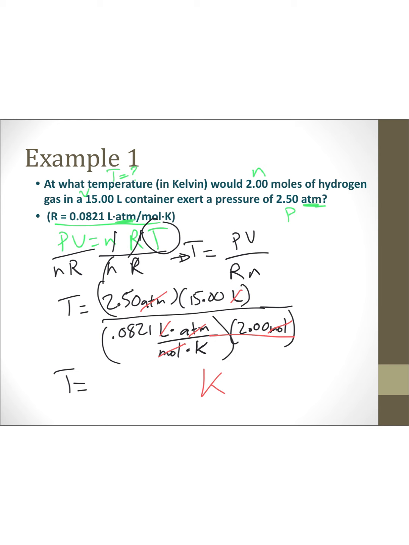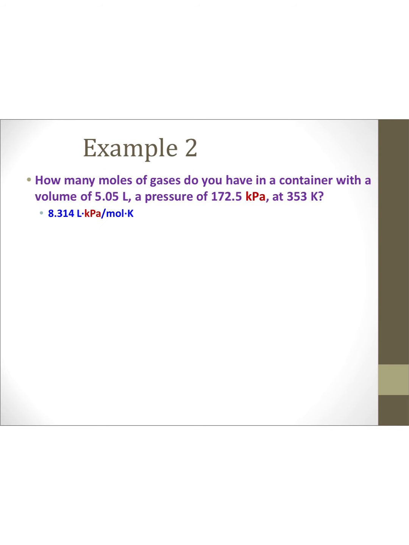2.50 times 15, equals, divided by 0.0821, equals, divided, once again, by 2.00, because anything in the bottom of the main line has to be divided by. And I end up with 913.5 Kelvin. I could round it off to 914. Either one of them will be accepted. Since I'm looking for temperature, I end up with Kelvin.